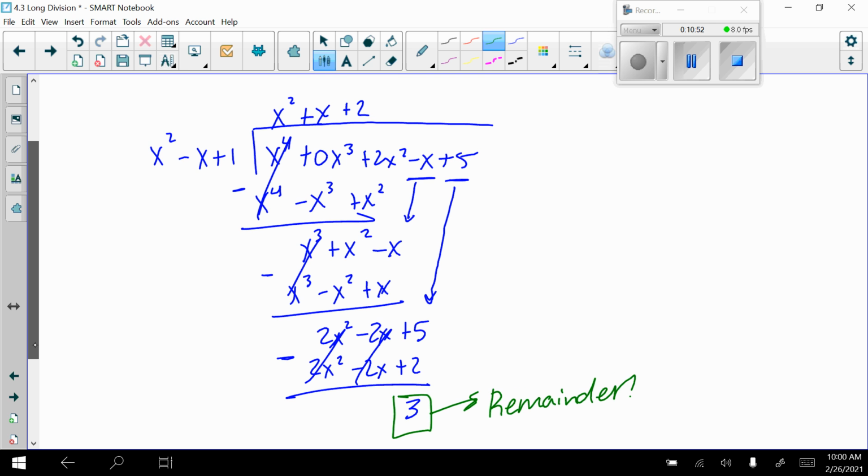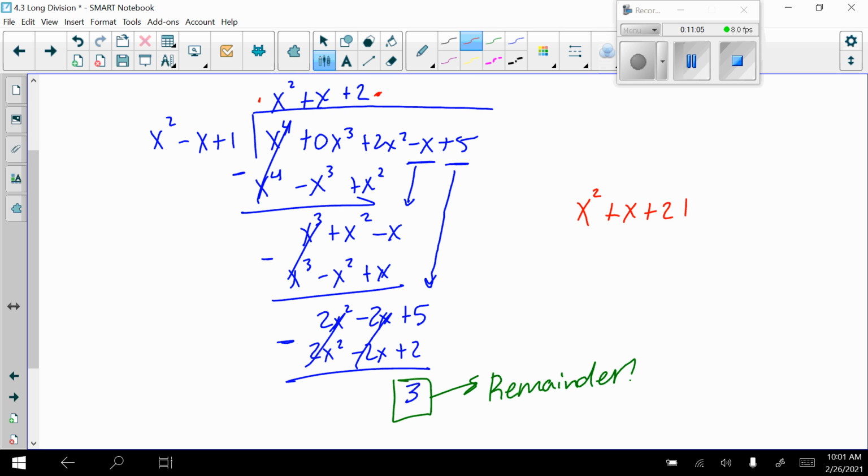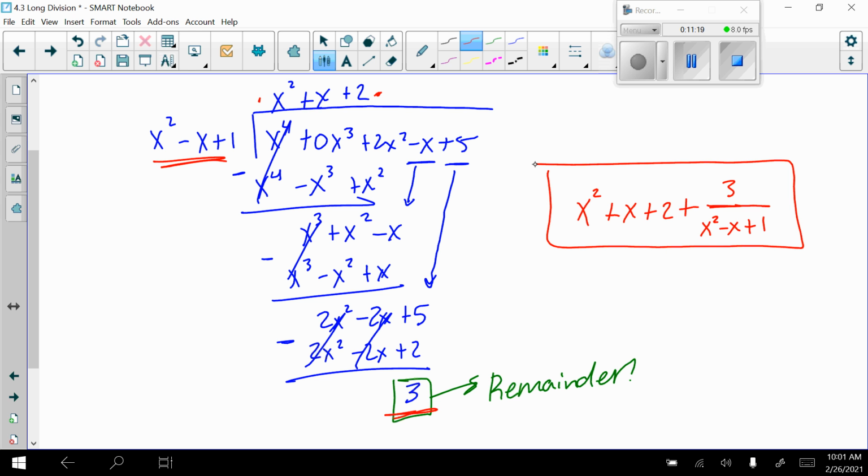So just like before, our final answer, we're going to write it like this. I'm going to take the quotient, the thing that's on top of everything. So that's x squared plus x plus 2. And then I'm going to do plus the remainder 3 over the divisor x squared minus x plus 1. And this will be my final quotient. That's my final answer for this problem.